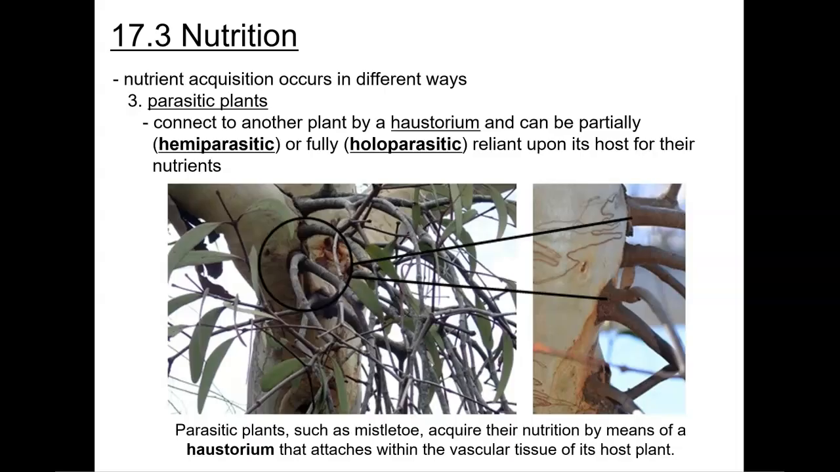Parasitic plants are going to connect to another plant by a haustorium, and they can be partially hemiparasitic or fully holoparasitic. That means it's relying upon its host for its nutrients completely. With these you see here in the picture, we have parasitic plants such as mistletoe that acquire their nutrients by means of haustorium that are going to attach within the vascular tissue of its host plant. So it actually starts to grow into the plant, grows into its vascular tissue, and it's going to siphon nutrients from that plant.